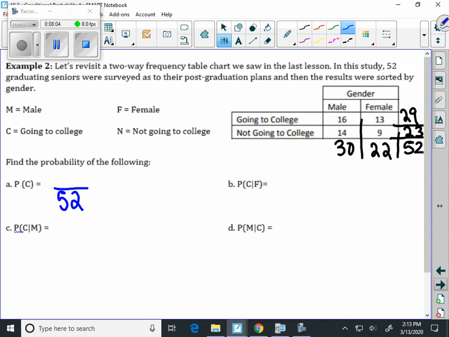And then we want to look at going to college. So we're going to go across here, and going to college, we see that there's 29. And if you need the decimal, I'm not going to type it in right now for time purposes, but it's actually approximately 0.56.